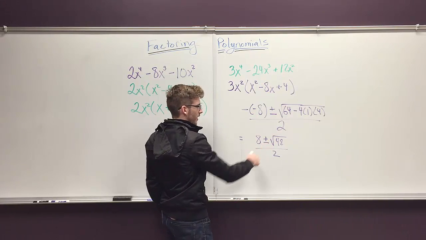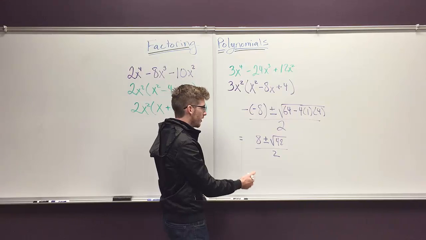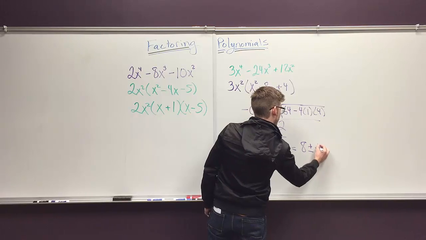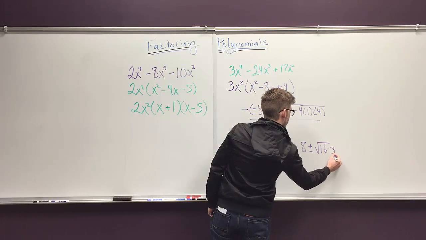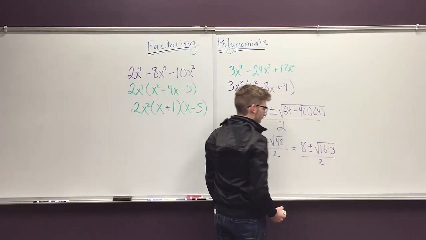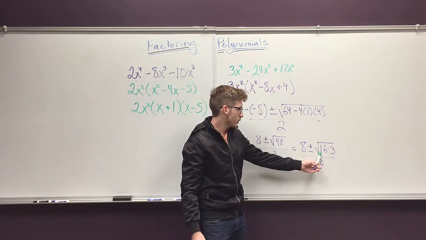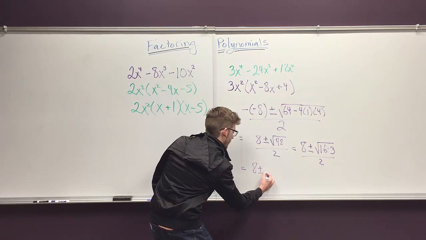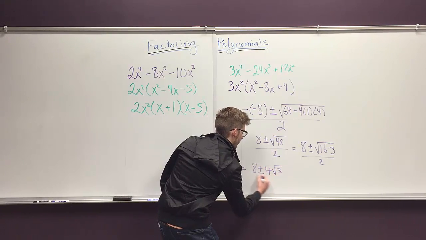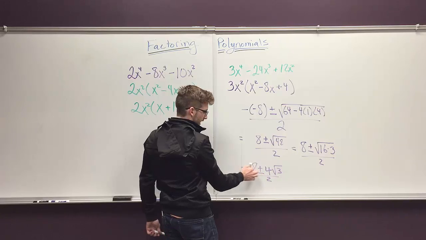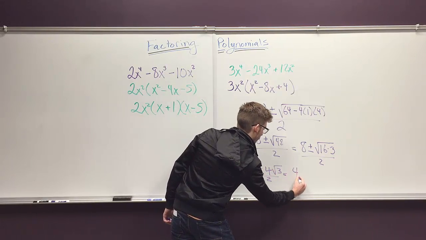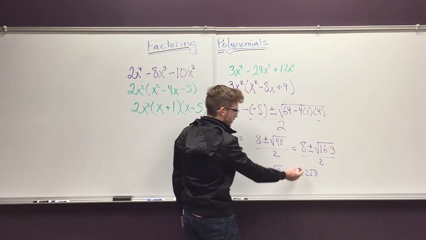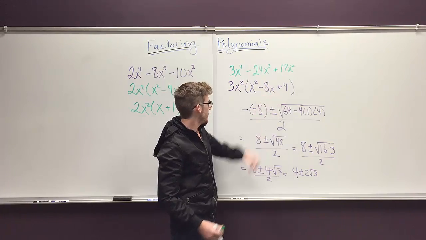Now, what we need to do is divide this 48 into its components. We know that we can do that if there's a perfect square. So is there a perfect square in 48? Well, it turns out that there is, and it's 16 times 3. Okay, and then now we can take the square root of 16 times the square root of 3. It's the same thing. And so we have 8 plus or minus 4 square roots of 3 all over 2. And then we can divide each piece by 2, and we get 4 plus or minus 2 square roots of 3.